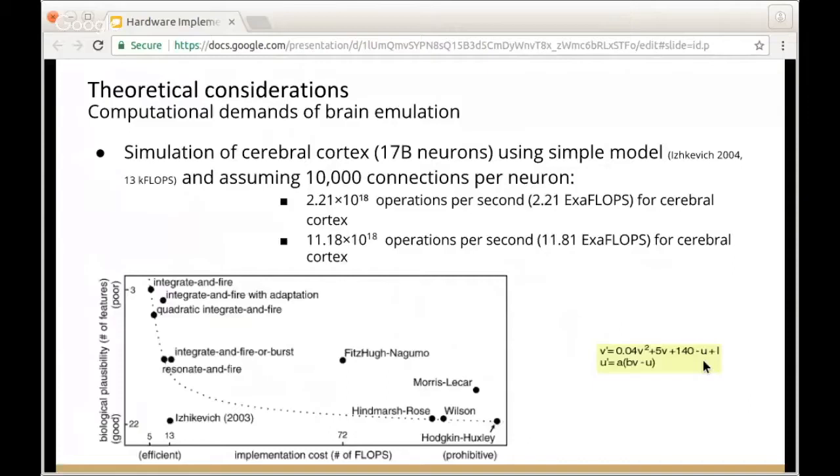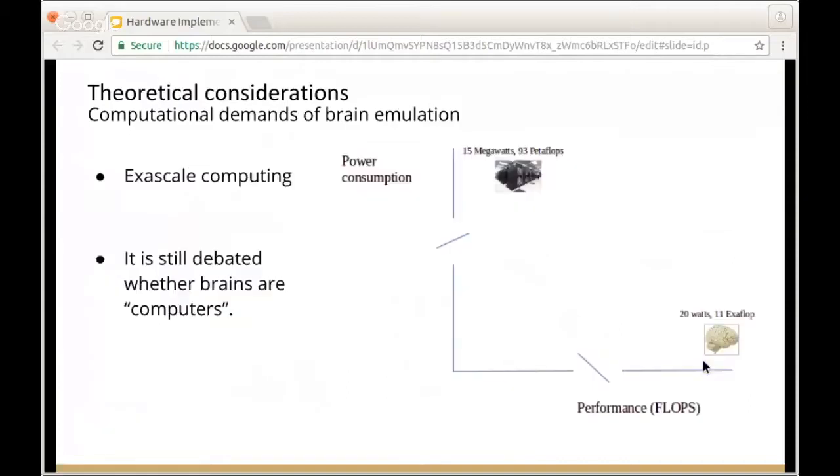And if we consider the neurons that we have in the cerebellum with the same number of connections, we will need 11 exaflops, which means 11 multiplied by 10 to the 18 operations per second. So look at this graph for a better understanding and graphical representation of what we're dealing with right now.